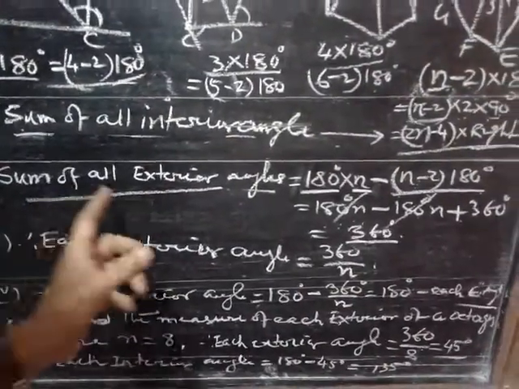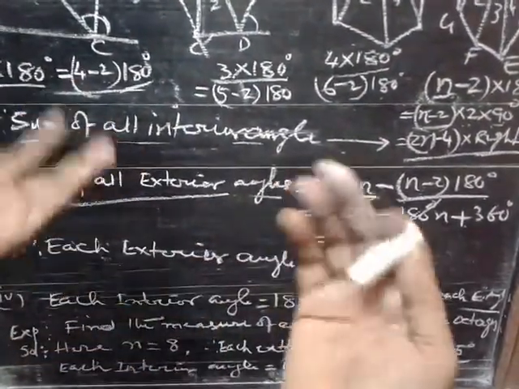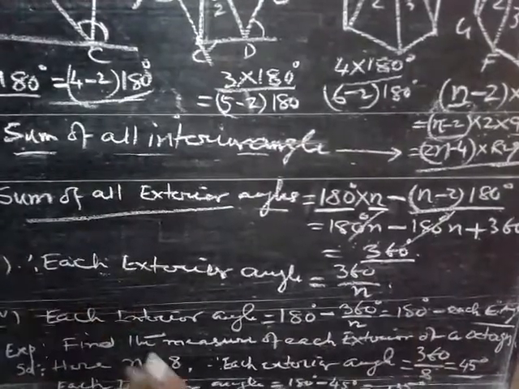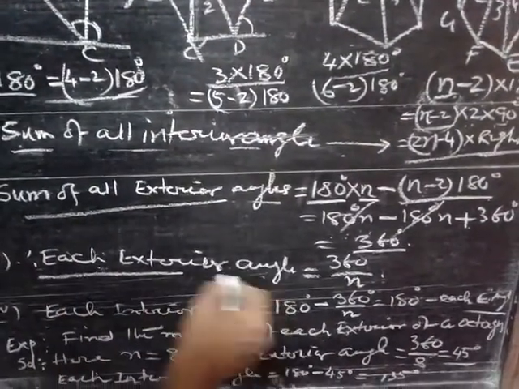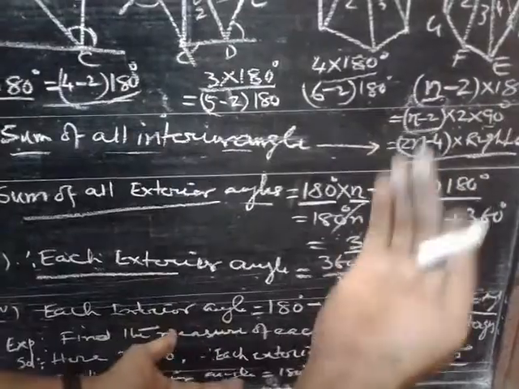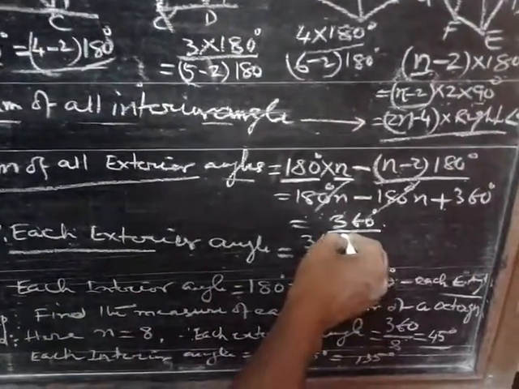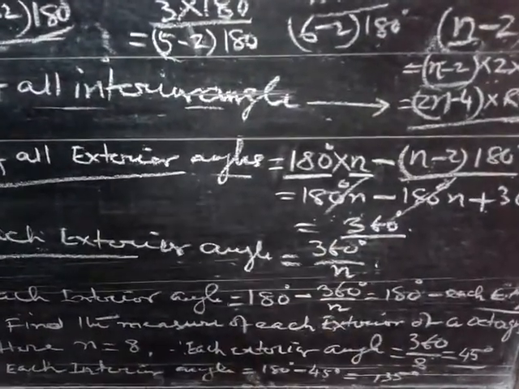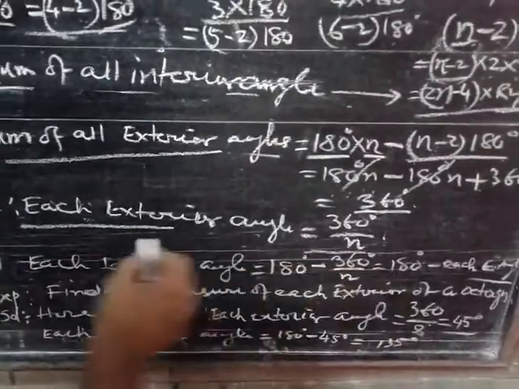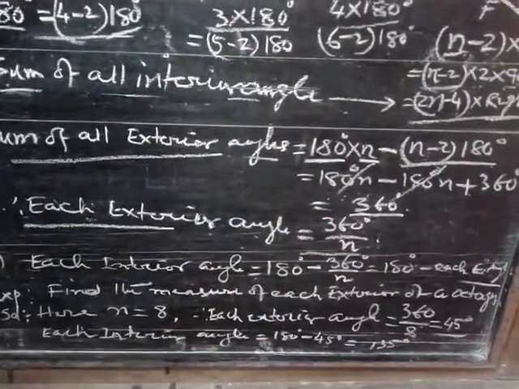Because this is a regular polygon, all angles will also be equal. So each exterior angle will be 360 degrees divided by n, and this is the formula for each exterior angle.